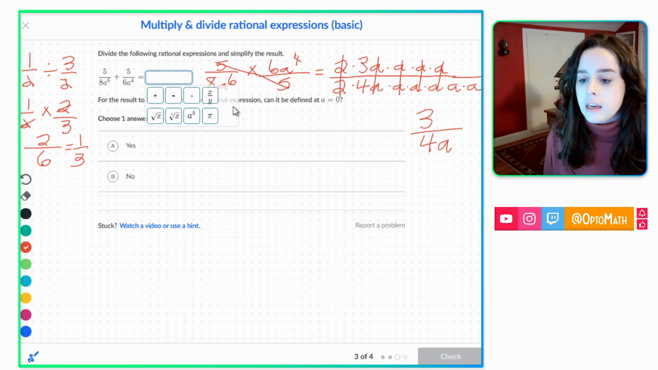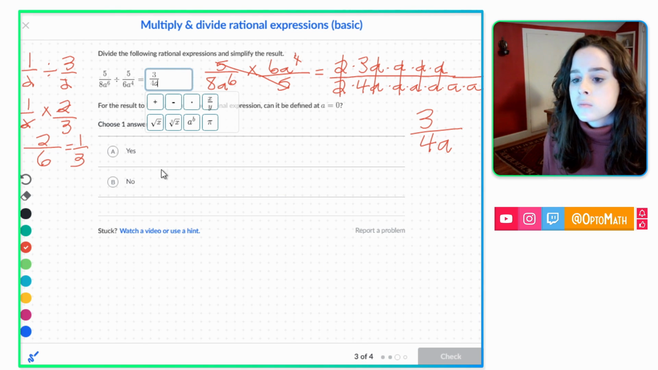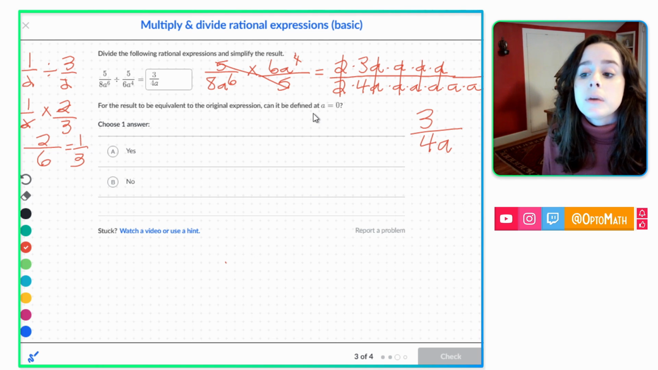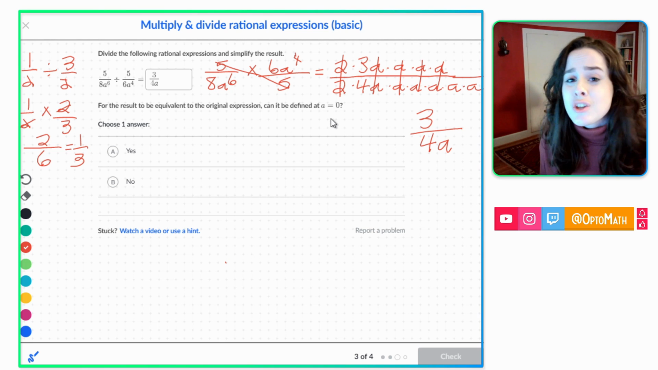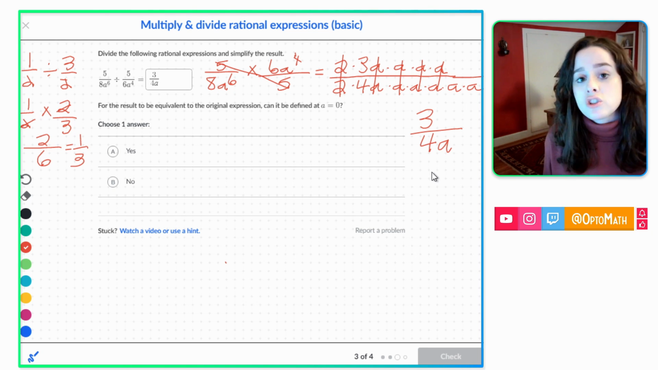So let's write that in here. 3 divided by 4a. And we have to decide, for our second portion, for the result to be equivalent to the original expression, can it be defined at a equals 0? In other words, is it okay if a equals 0 here? The answer is no, because if it does equal 0, 4 times 0 equals 0, and our denominator cannot equal 0, so that's a big issue. So no, it cannot be defined at a equals 0.